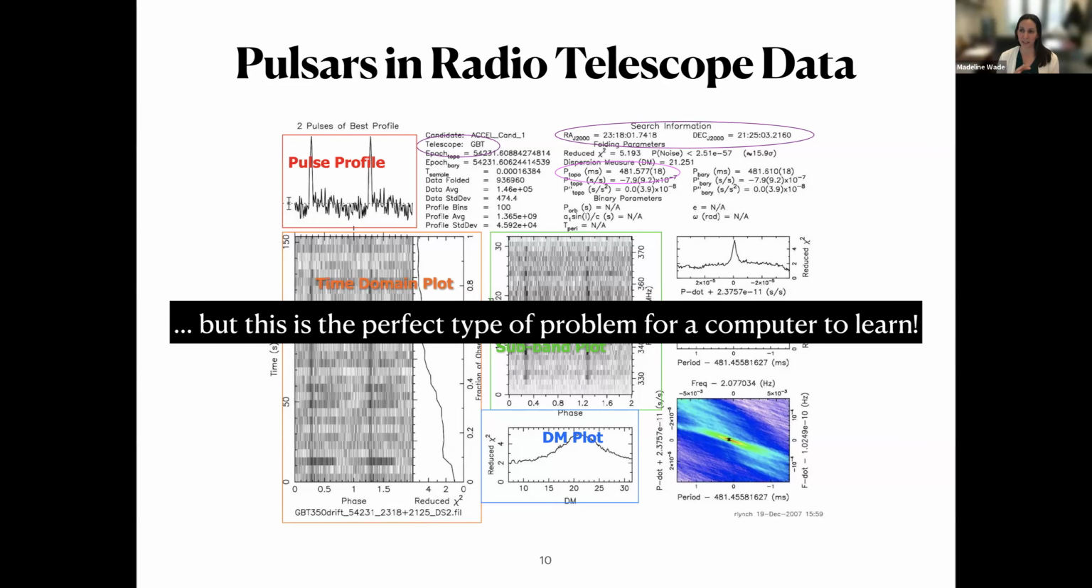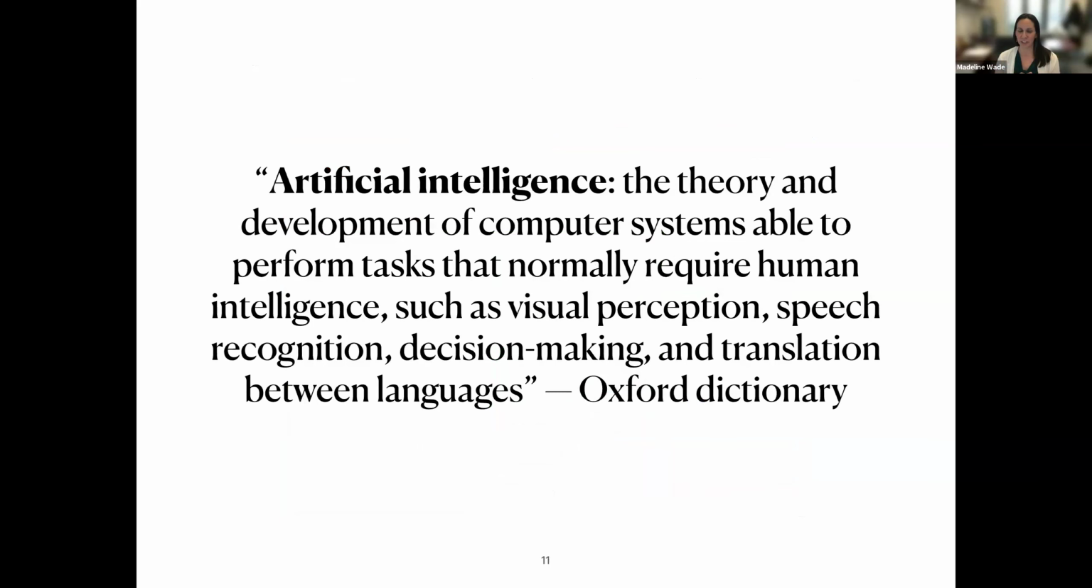But before I show you that specific application and how it works, I'm going to need to tell you a little bit about machine learning. Most generally, the Oxford Dictionary defines artificial intelligence as the theory and development of computer systems able to perform tasks that normally require human intelligence. So that's a very broad, sweeping term.